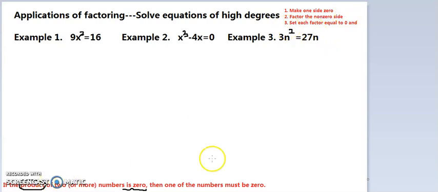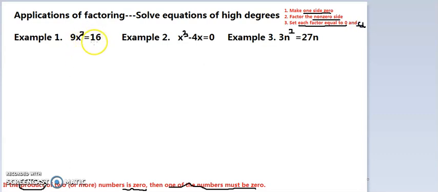And by the conclusion, if we do have one side factored into a product and the other side is 0, then the conclusion is that one of the numbers must be 0. So that's why in the third step we can set each factor equal to 0 and solve. There should be a solve right here. Okay, so now we're going to look at the first example.